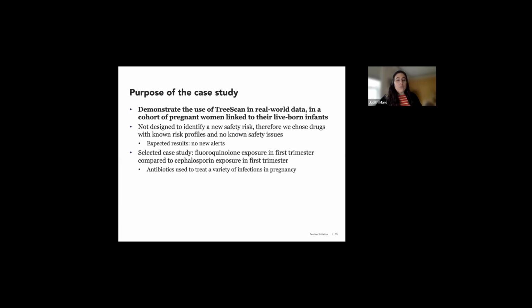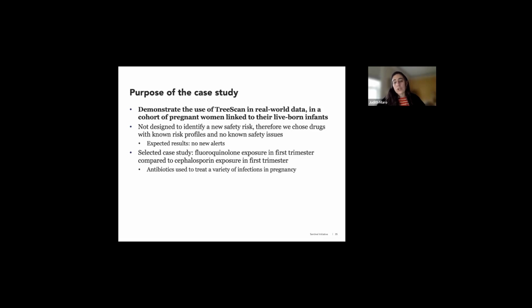So we wanted to demonstrate the use of tree scan in real world data with a real example, but knowing we didn't set the ground truth there, so we didn't know exactly what was there and then detect it. So here we were looking at exposures in the first trimester, fluoroquinolones and cephalosporins. Both were expected to be safe, no expected safety issues. Now you could say we could have chosen potentially a known positive, meaning where we know that there is a concern based on a known teratogen. We didn't choose that on purpose.